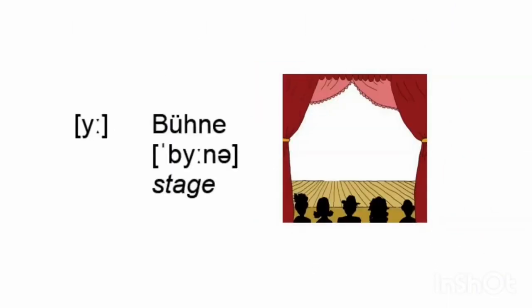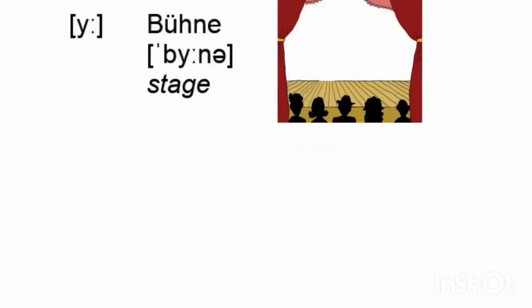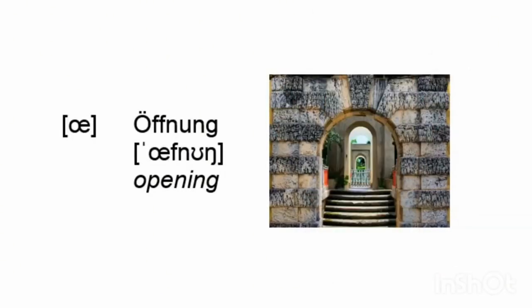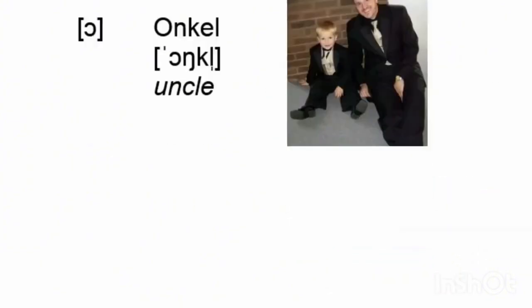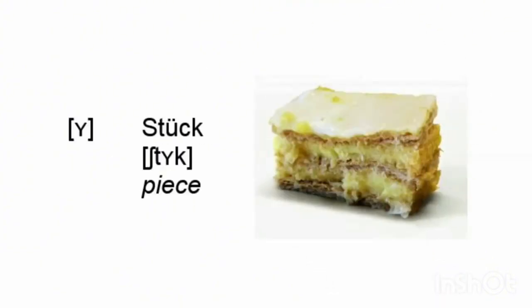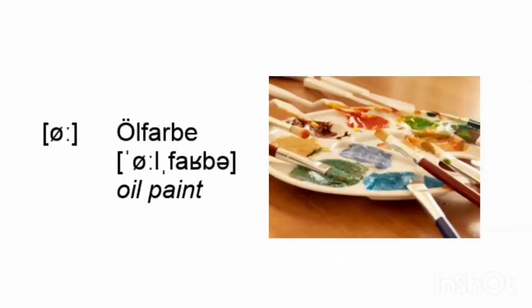Then we had our 5 rounded vowels. There was Ü as in Bühne, a rounded version of I. There was Ö as in Öffnung, a rounded version of E. You had O as in Onkel, which is a rounded version of O. Ü as in Stück, and Ö as in Ölfarbe, each a rounded version of another vowel.